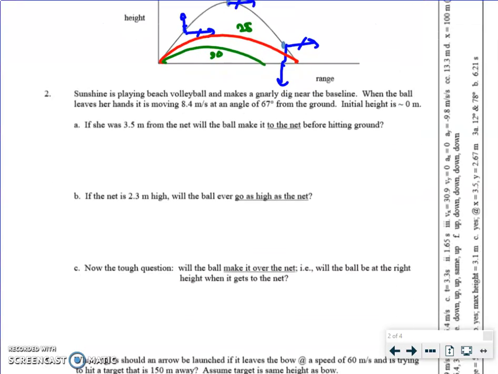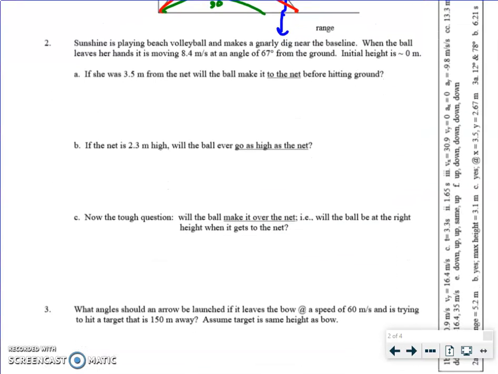Last problem. This is an important one, I think. Okay, we want to see if when you hit a volleyball, will it not only make it to the net, will it be at the right height to get over the net? So if she's 3.5 meters from the net, that's X. Will the ball make it to the net before hitting the ground? So basically what I can do is I can find the range and see if the range is greater than or equal to what we want. So in other words, is X greater than or equal to 3.5? That's how we answer that question.